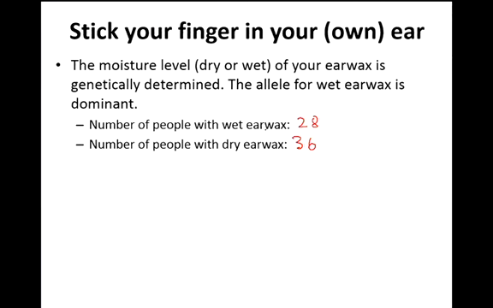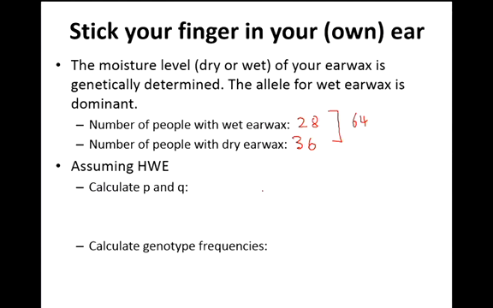Okay, well, that's okay. So the total number in our population here is 64. That's a nice number. Assuming these 64 people who answered the survey are in Hardy-Weinberg equilibrium, let's calculate p and q. This is the trick here. How do we calculate p and q? All we know is phenotype, wet or dry earwax. We don't know anything else about the genotype of us.